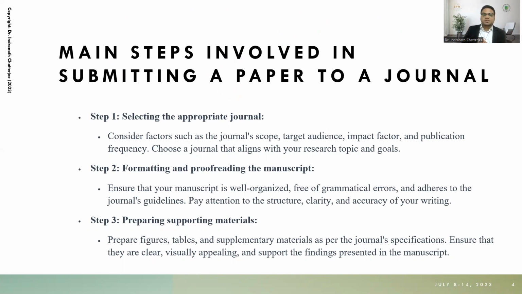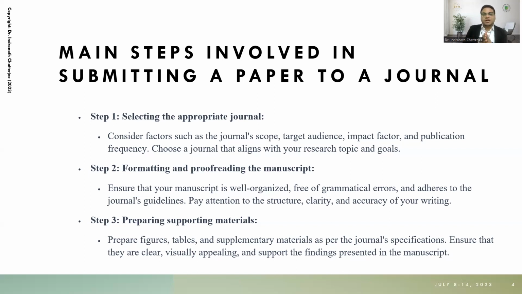So the first step is selecting the appropriate journal. I think we have already understood this from lecture part 2 and lecture part 3, how to select a suitable journal. So considering factors such as journal scope, target audience, readers capacity, impact factor, publication time, SJR score, acceptance rate, and everything, choose a journal wisely that aligns with your research topic and with your keywords.